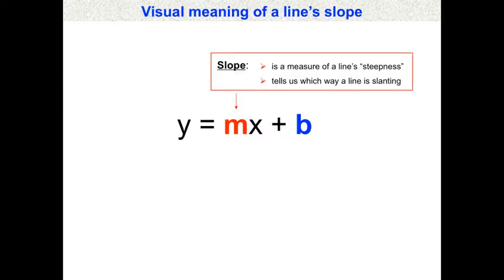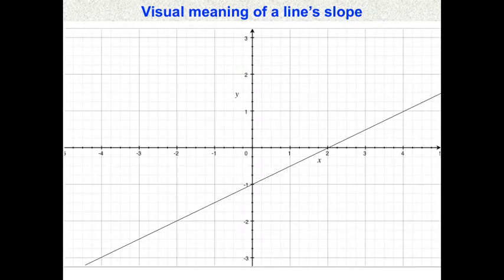The slope is a measure of a line's steepness, and it also tells us which way a line is slanting, to the left or to the right. Now, just suppose I pick any line. So we're going to talk about the visual meaning of a line's slope. Suppose I draw any line, doesn't matter what line it is, and let's add a point onto it, and we'll label it the starting point. It's easier if we use a letter to identify the point, so we'll use the letter A.